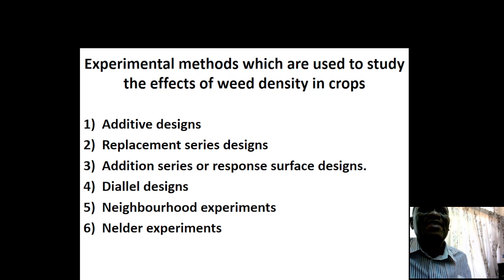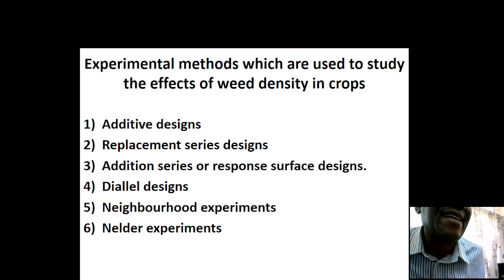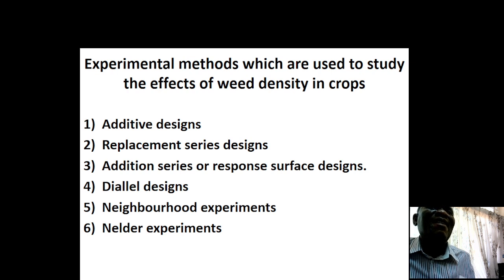Neighborhood experiments, if you want to study the effects of weeds relative to the position of crops. Maybe you want to target weeds which are more competitive, like the in-row weeds, which you may have to remove first, or you do band application of herbicides. Then the Nelder experiments where you use the wheel-like structure plots to study the competition in forestry.